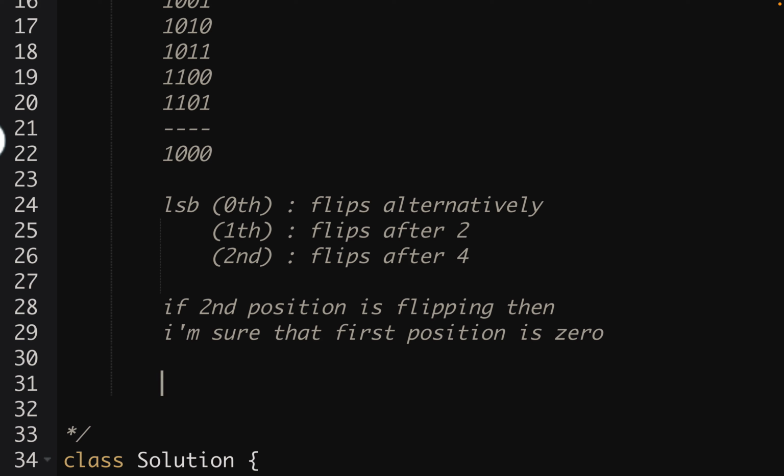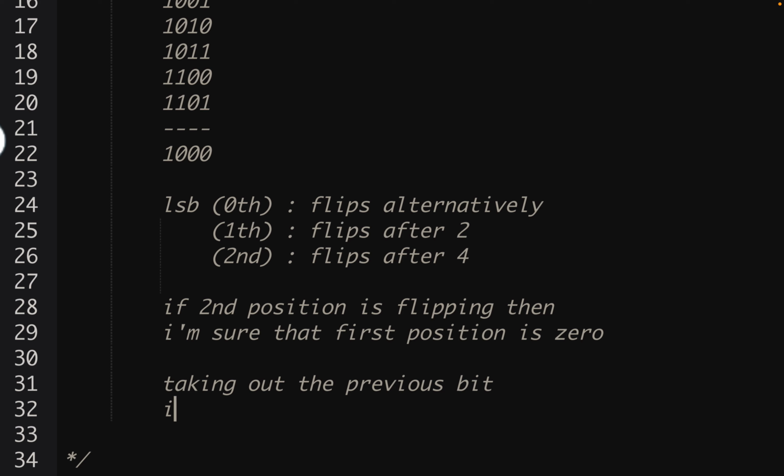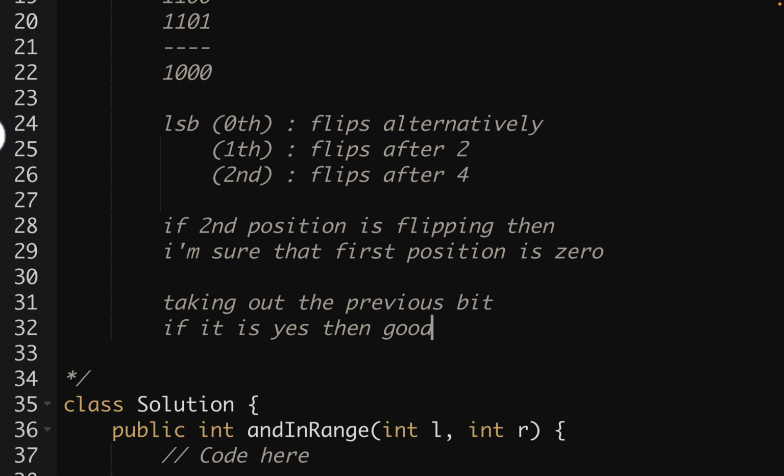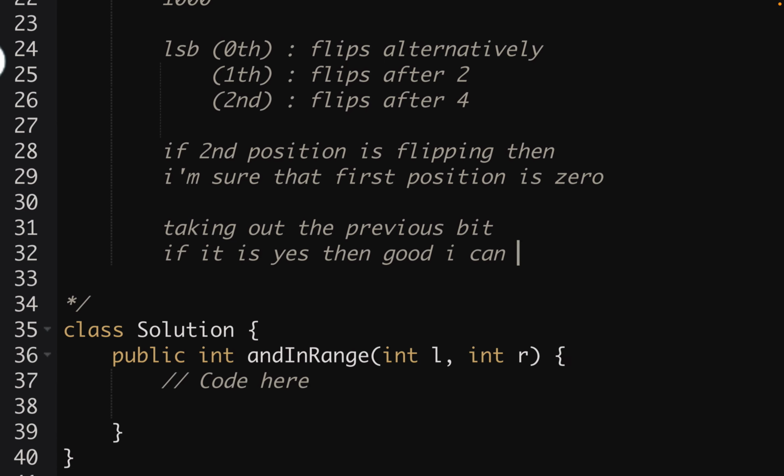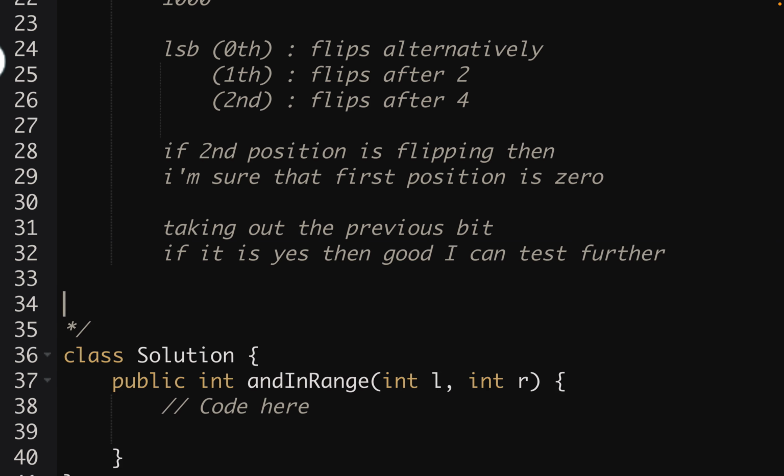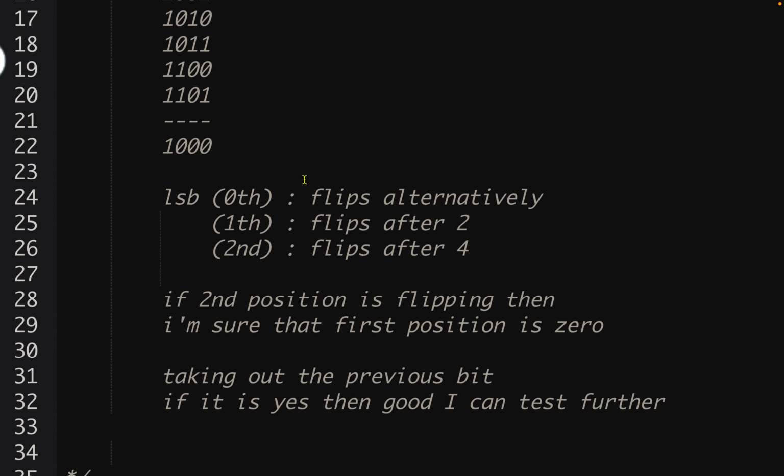Then I am reducing this problem to bits, like taking out the previous bit. If it is yes, then good. I can test further. That is a very good understanding and a good observation till now. Now what I wanted to do is, if I wanted to take the previous number, why not just take the first number?